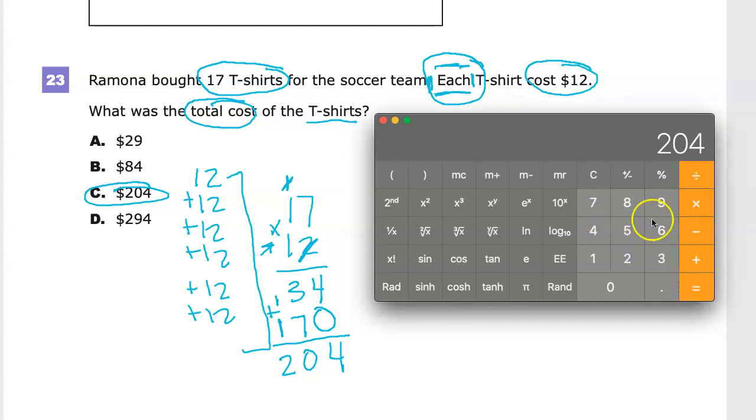And if you even wanted to go and make sure again, triple check to make sure that you were right, you could go the opposite direction. So if we did multiplication to get the answer, you could do division to check your answer. So if we have a total cost of $204 and our t-shirts cost $12, we can divide 204 by 12 to get our 17, which matches up with our total number of t-shirts. So for this problem, our answer is C, $204.